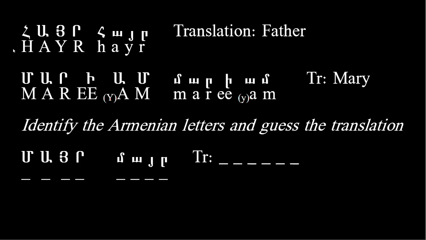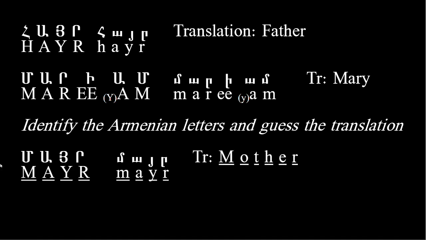So for our first word, Hayr, the translation is father. Second word, and this is a name, Mariam, which is Mary. Using these, we can identify the Armenian letters of the following word, and you can probably guess their translation. So pause the video before the countdown and solve this problem before I show the answer in 3, 2, 1. I hope you got the correct answer.